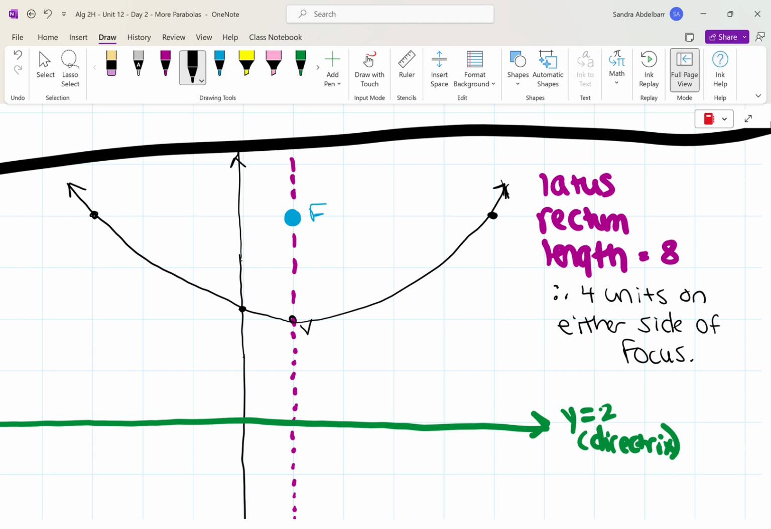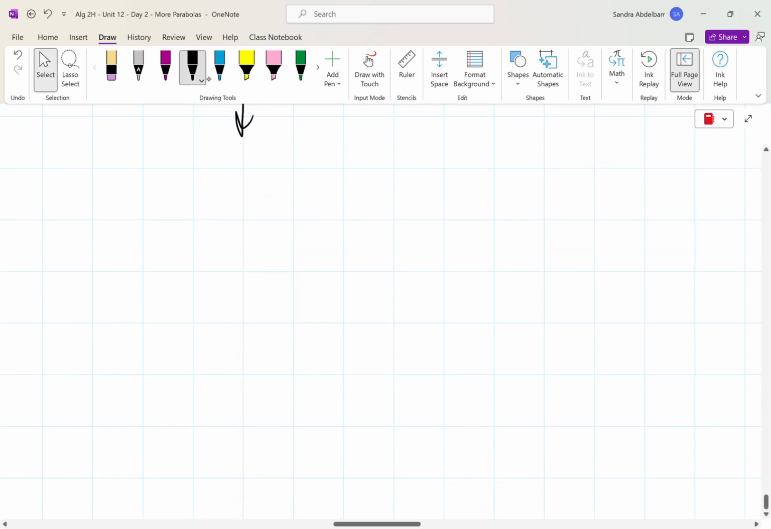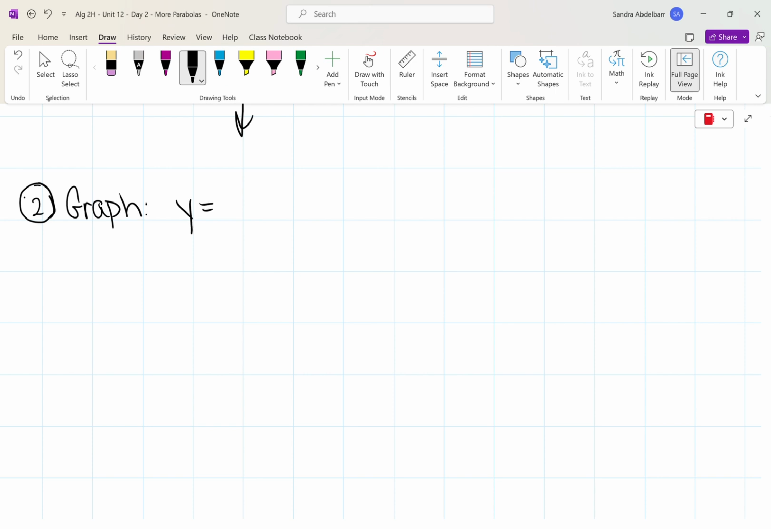All right, ready to try another one? Let's do another one. So do we all agree this is a pretty wide parabola, right? All right, let's look at one that's not so wide. So let's graph number 2. y equals 2x squared minus 1.